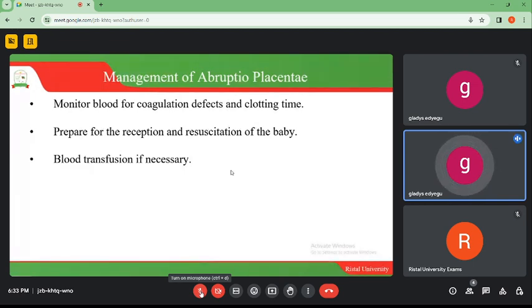So when there is low blood in the mother, that means also the baby has been deprived of oxygen and nutrients. So when this baby is delivered, the majority of them end up with hypoxia. They end up with fetal distress, and when they are delivered, they come out not breathing, and you have to be prepared for resuscitation.